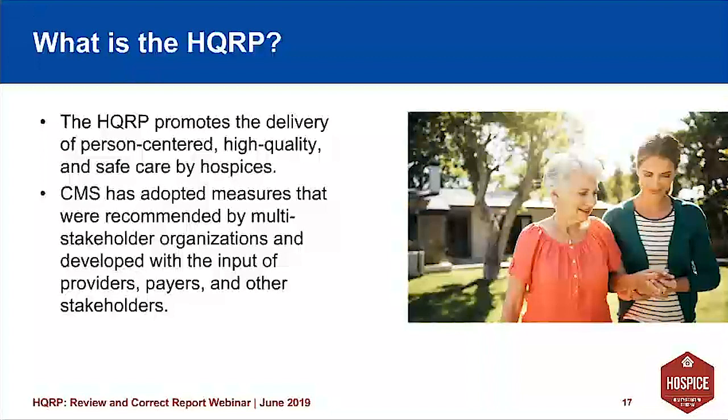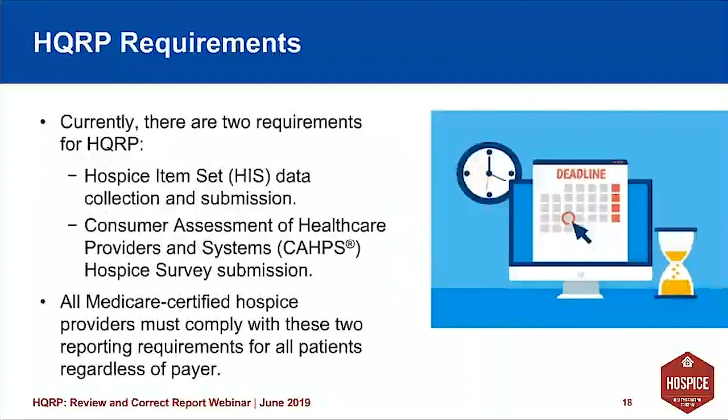So let's just, as a refresher, look at what's required. Currently there are two requirements for the HQRP. The first one is the Hospice Item Set. You may hear this referred to as the HIS. And the second requirement is the Hospice Consumer Assessment of Healthcare Providers and Systems, or the CAHPS Hospice Survey. All Medicare certified hospice providers must comply with these two reporting requirements. We'll briefly touch on each of these in the next few slides.